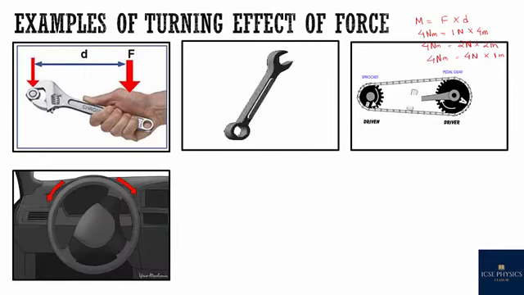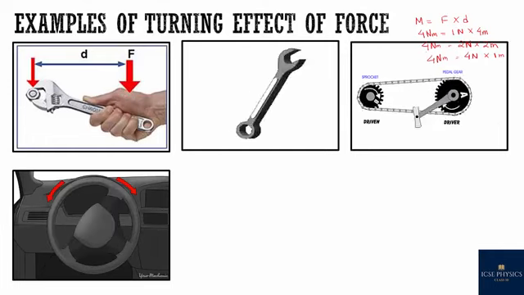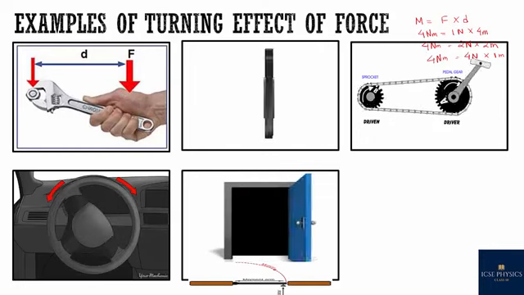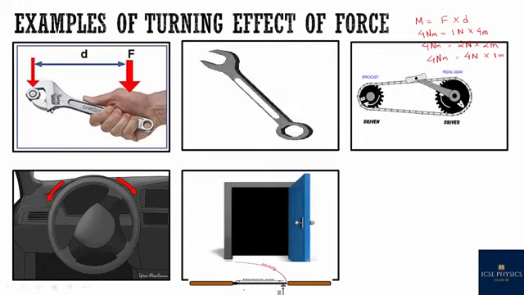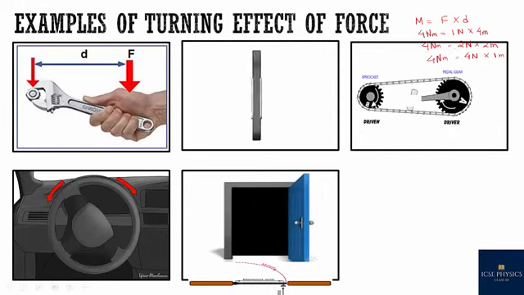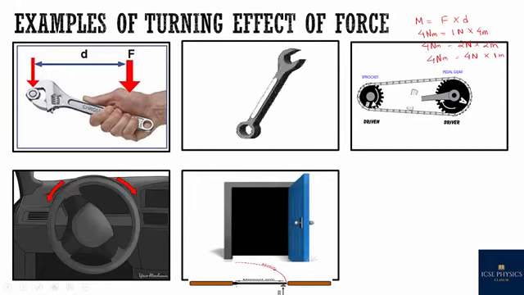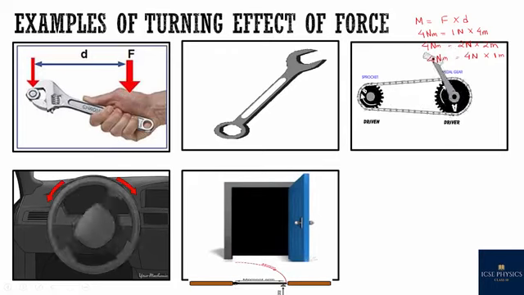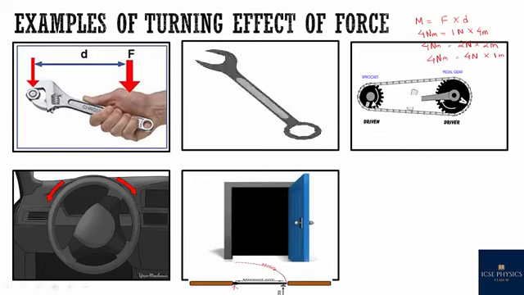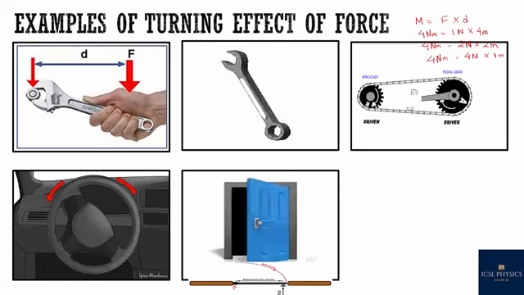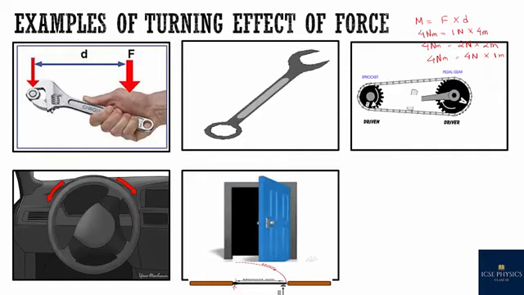Similarly here, we can see the steering wheel, where the force is applied tangentially to the rim to produce a turning effect. Then suppose this is a door, this is a fixed end and this is how it rotates, as I have shown in this figure. Suppose I apply a force here first, at this point. What will happen? You will try applying a big, large force and then it might open.